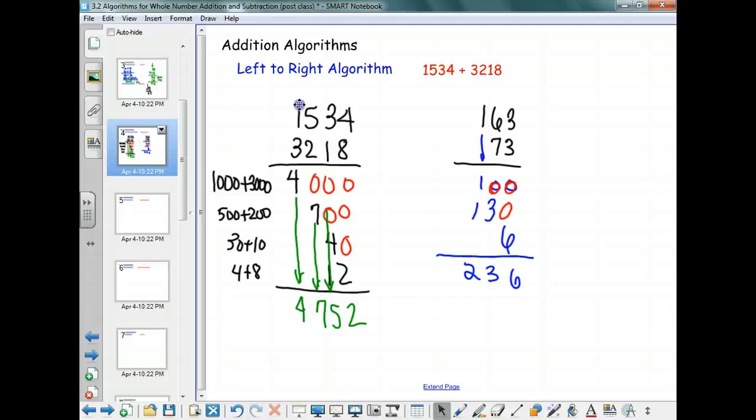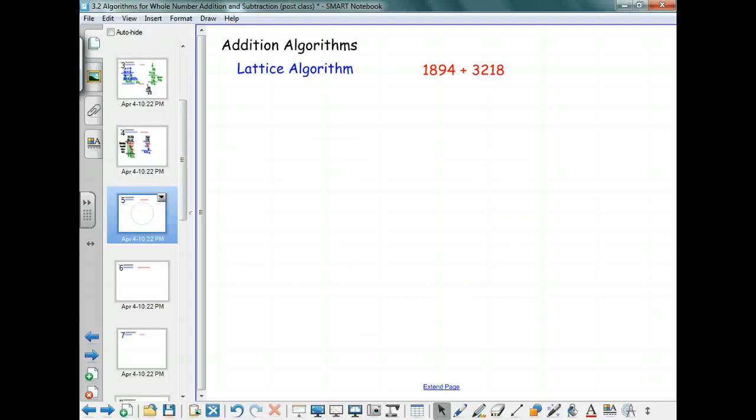Efficient, not so much. This almost did double addition for everything, didn't it? All right, let's do another one. This one has the effect of being efficient, but it's going to look different than you've seen before. So let me show you the lattice algorithm.